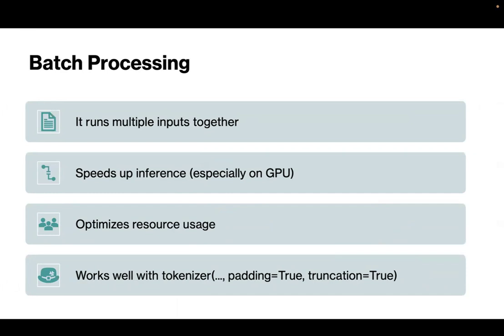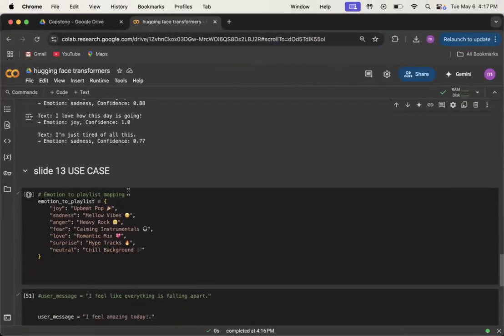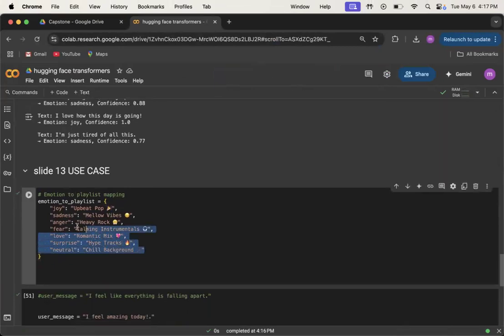So I have taken this, and this is just to let you know how we will integrate the emotion into the song. I'm going to give emotions and a playlist for a general use case. So you can see if it is joy, upbeat pop; sadness, mellow vibes; anger, heavy rock; fear, calming instruments; love, romantic mix; surprise, hype tracks, like that.